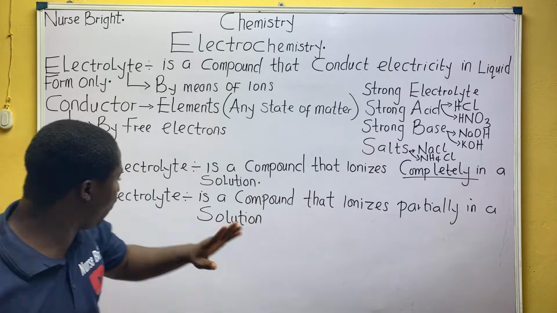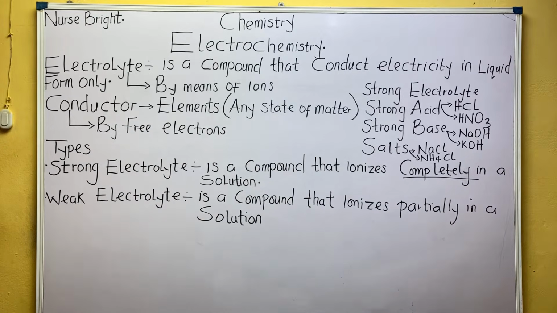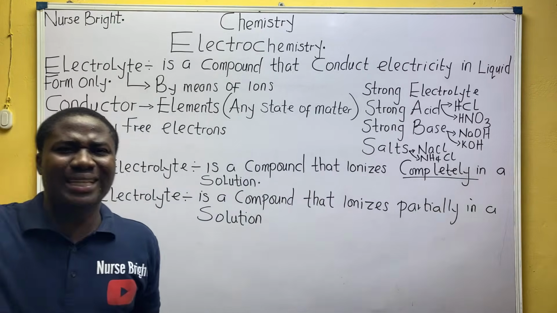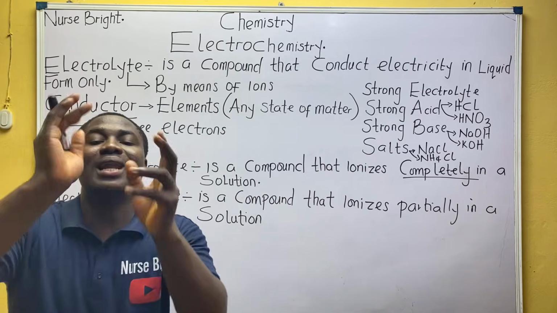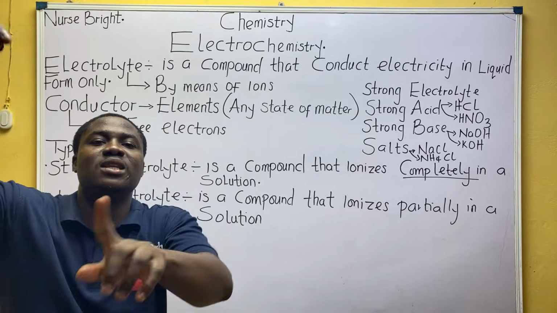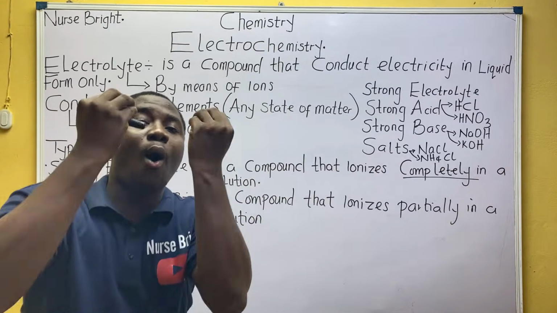What are examples of weak electrolytes? Let us start right now. All organic acids. I believe I talked about that in acid, base and salt. We have some acids that are organic in nature, like the acid present in your orange, ascorbic acid, and the acid present in lime and lemon, citric acid. All those acids are organic.